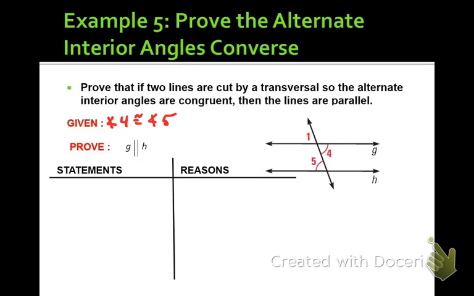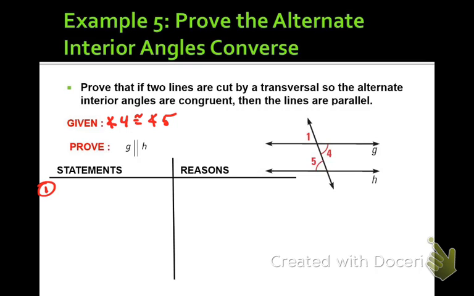But what we're trying to prove here in this particular example is the alternate interior angles converse. And so we don't want to use that to prove the lines parallel. The alternate interior angles converse is what says that if the two alternate interior angles are congruent, then the lines are parallel. We're trying to prove that theorem. So we don't want to use that theorem in here. So the proof isn't going to be quite as short as it could be once we have this theorem proven.